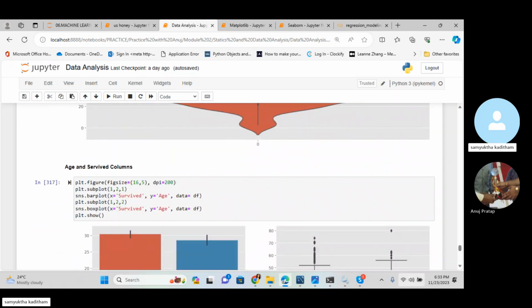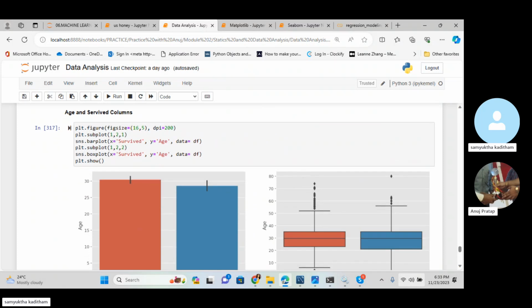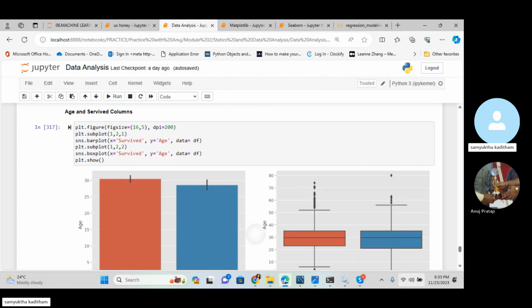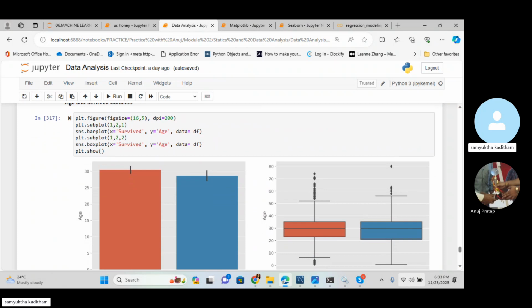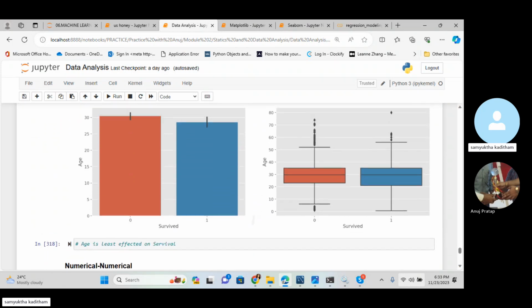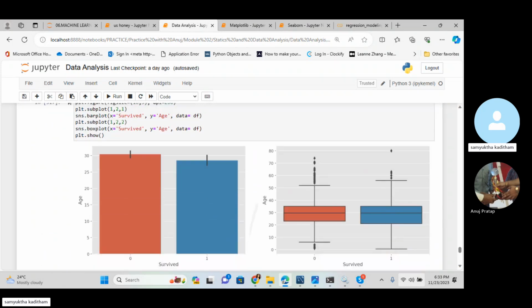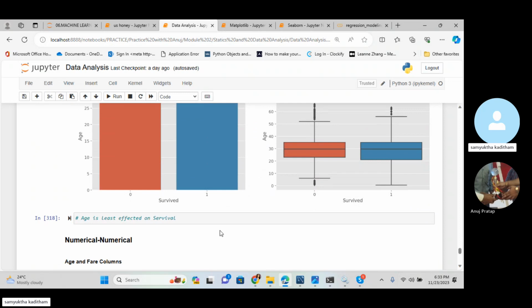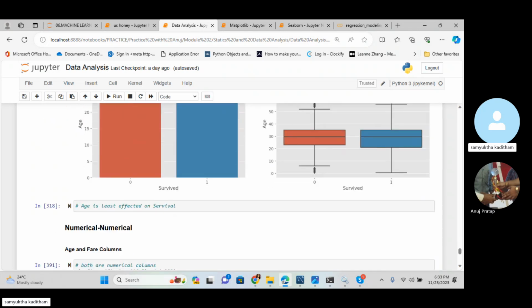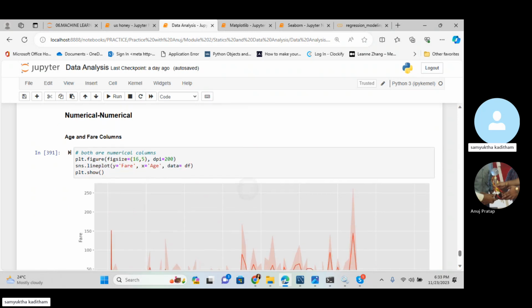Then age and survived. We compare age with survived. Here there is not much difference between age and survival. So age has the least effect on survival rate. There is no comparison with age and survival.